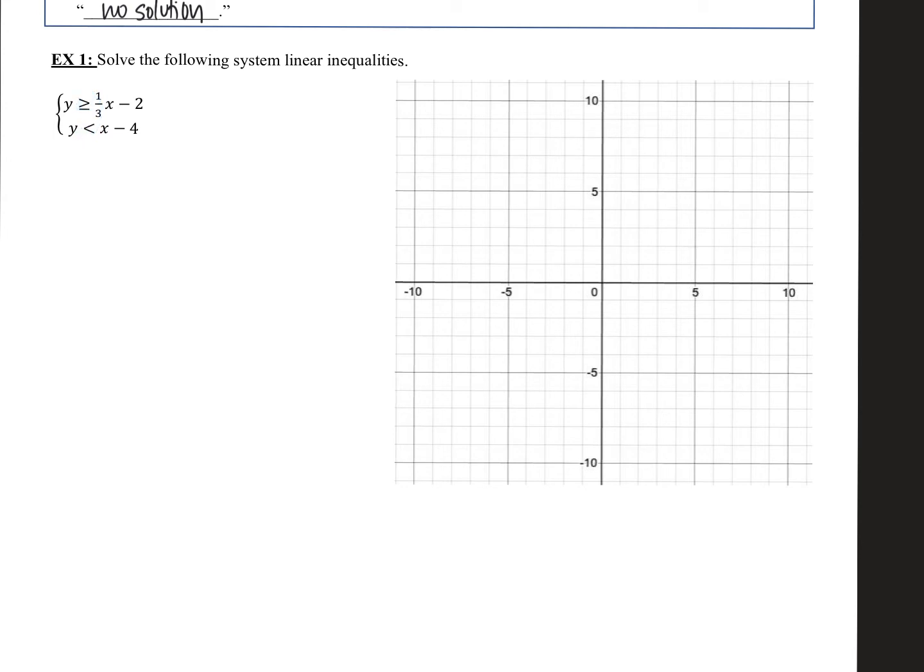Awesome. All right, so we're going to go ahead and graph them separately. I'll take the first equation: y greater than or equal to 1/3 x minus 2. How do we graph this? Well, usually what I'll do is first I'll state the kind of line. So the kind of line is solid, because we have that equal to sign underneath, so I know it's going to be a solid line, a solid boundary.